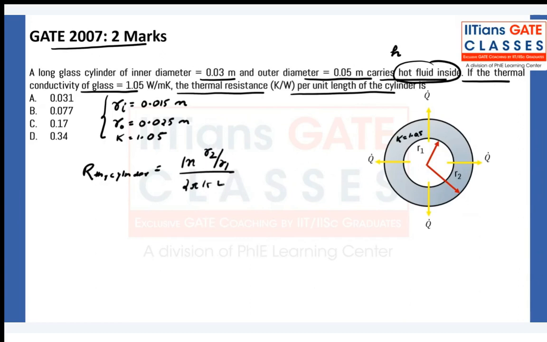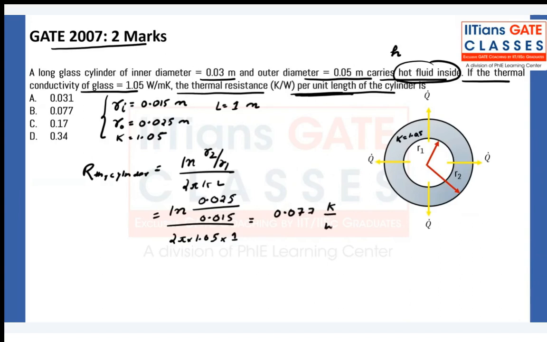And everything we know. ln, and they are asking per unit length. Per unit length means length will be 1 meter. Okay, now r2 is 0.025 and this is 0.015. 2 pi k is 1.05 into 1. So if you solve this, 0.077 in Kelvin per watt.